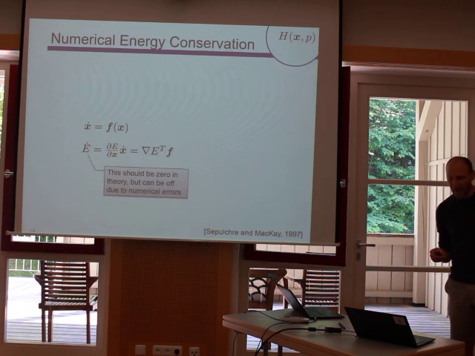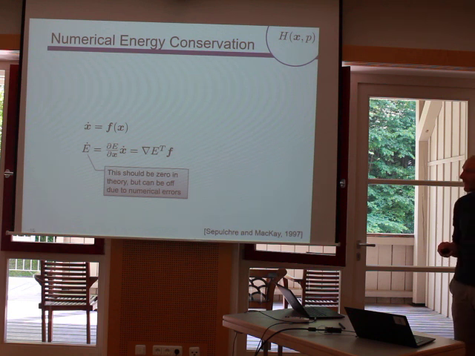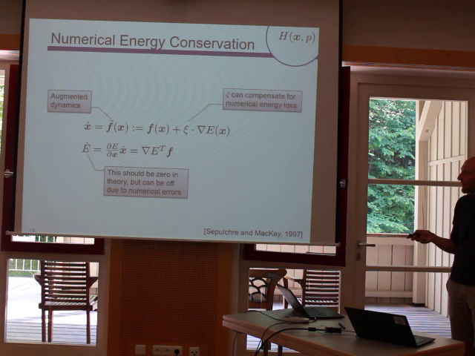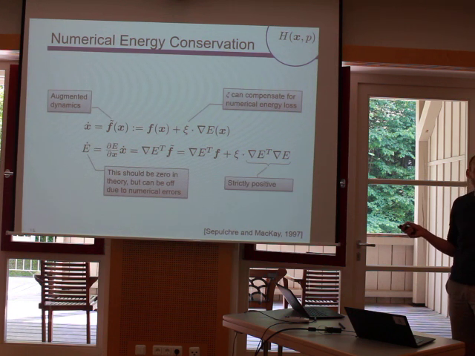So what we want to do here is play a little numerical trick, which is similar to adding a tiny slope. I've mapped my dynamics with this value c, which is very, very small, multiplied with the gradient of energy. Why the gradient of energy? Because if I look at the time derivative of energy of this augmented dynamics, I get a quadratic term back here. So this is always positive.